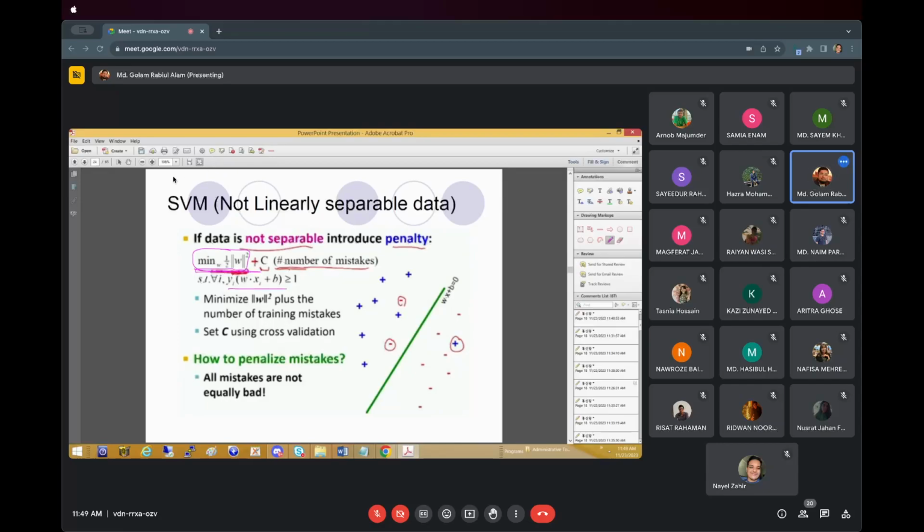But now here, this is the additional thing. That means we allow a few mistakes, but we should not allow many. That's why we have to add some penalty for each and every misclassification, so that it will not allow many misclassifications. So for each and every misclassification we must add some penalty. This is C. This C is our penalty term.